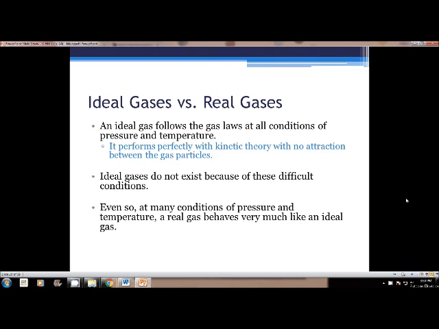Even so, at many conditions of pressure and temperature, a real gas behaves very much like an ideal gas, where real gases differ from an ideal gas at low temperatures and very high pressures. There's an equation that goes along with this, but it's very complicated, so we're not going to do that in Chem 1.